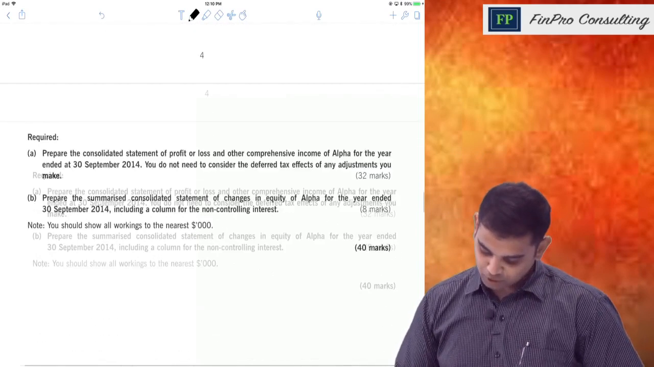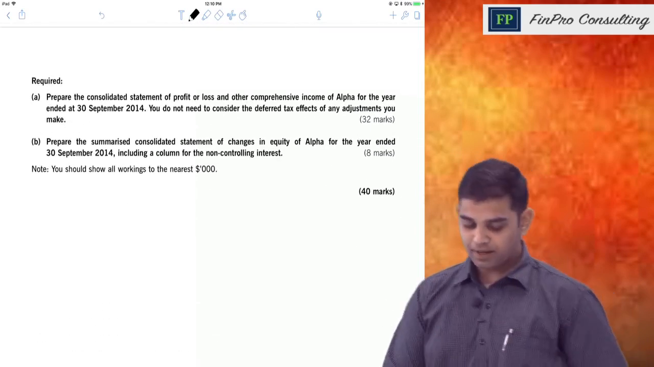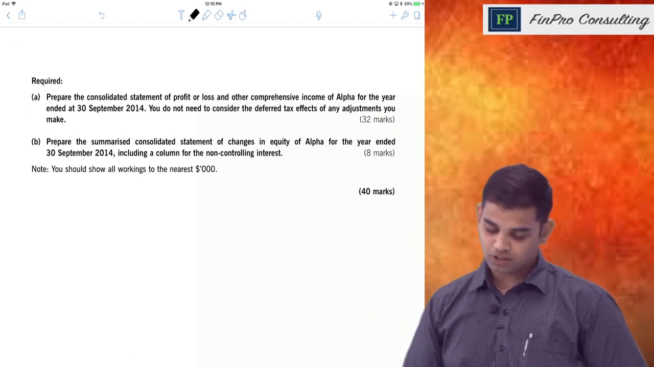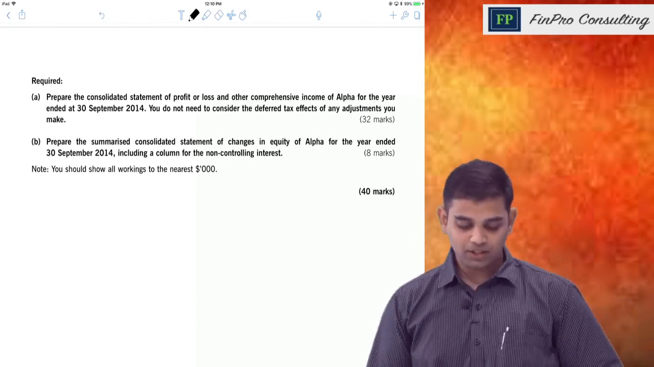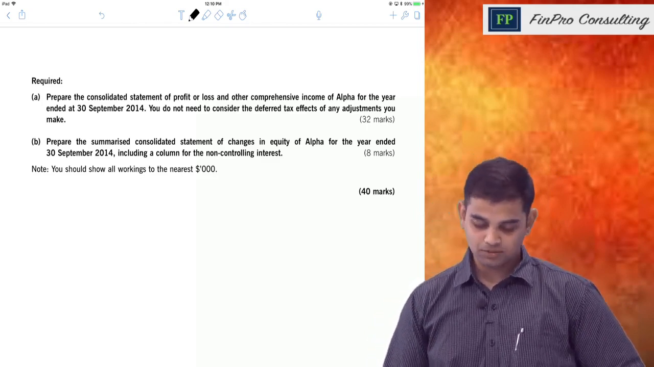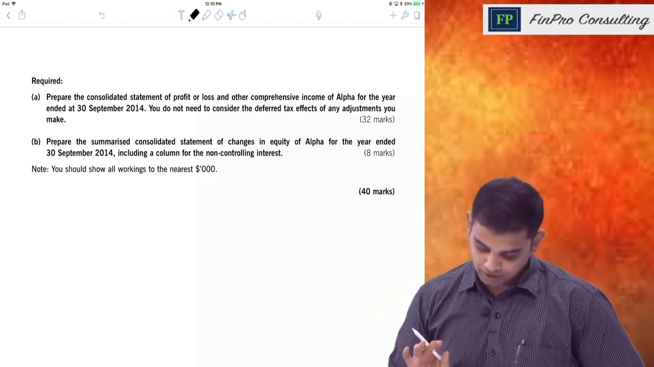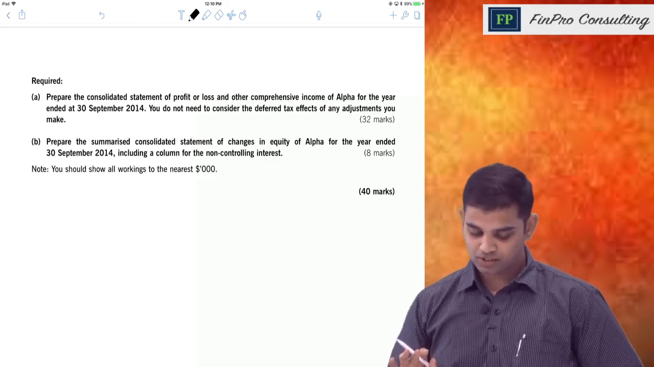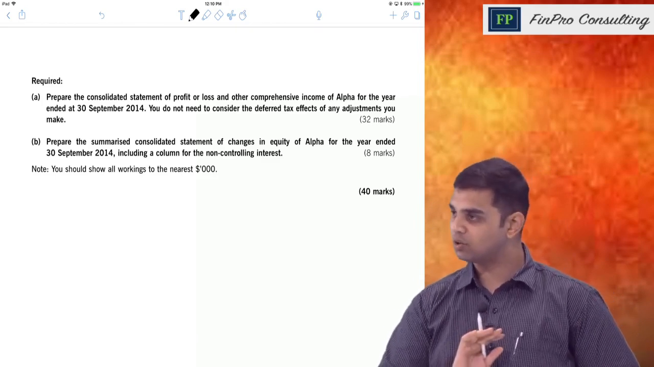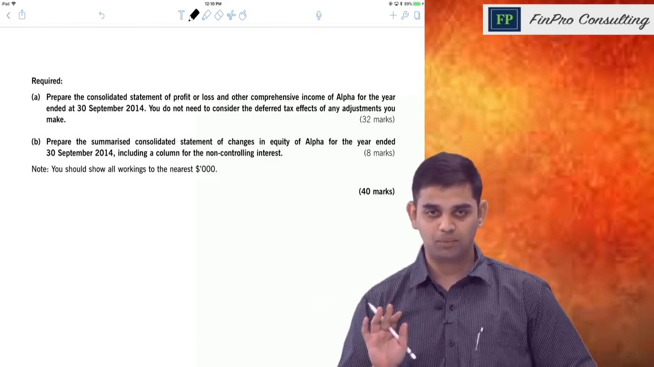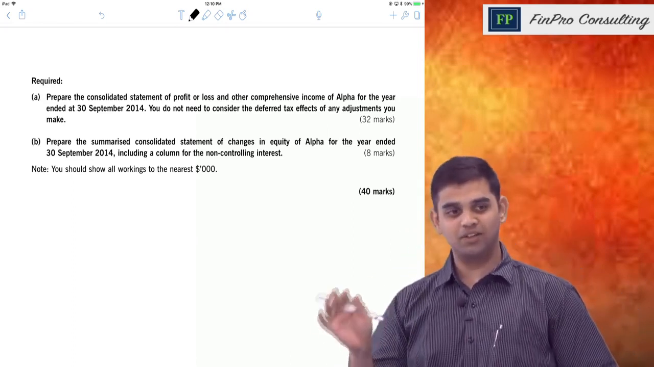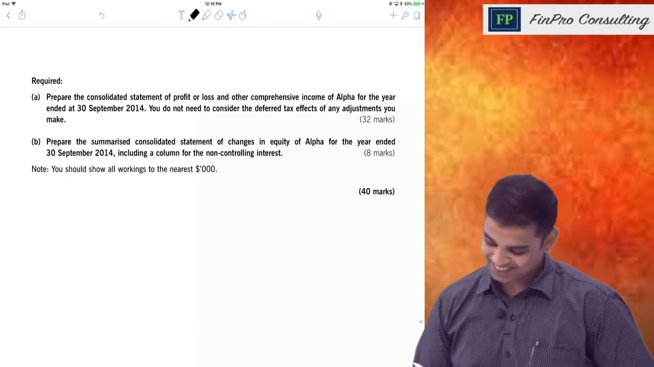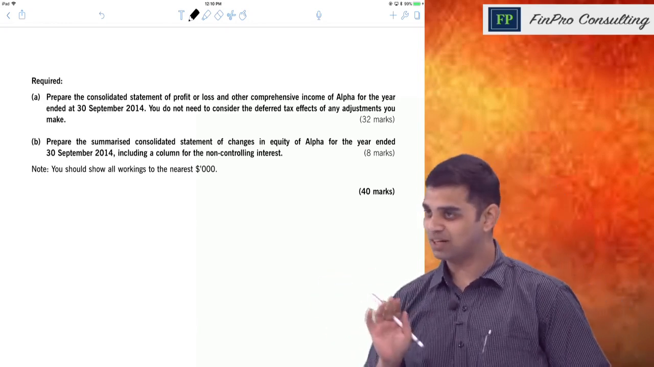Right. Now what are you required to prepare? Prepare the consolidated statement of profit or loss and other comprehensive income of Alpha for the year ended 30th September 14. So both P&L and OCI. You do not consider deferred tax effects of any adjustment. Completely ignore entire deferred tax in a P&L problem. Right. But they compensate with some other tough questions. So that is for 32 marks.